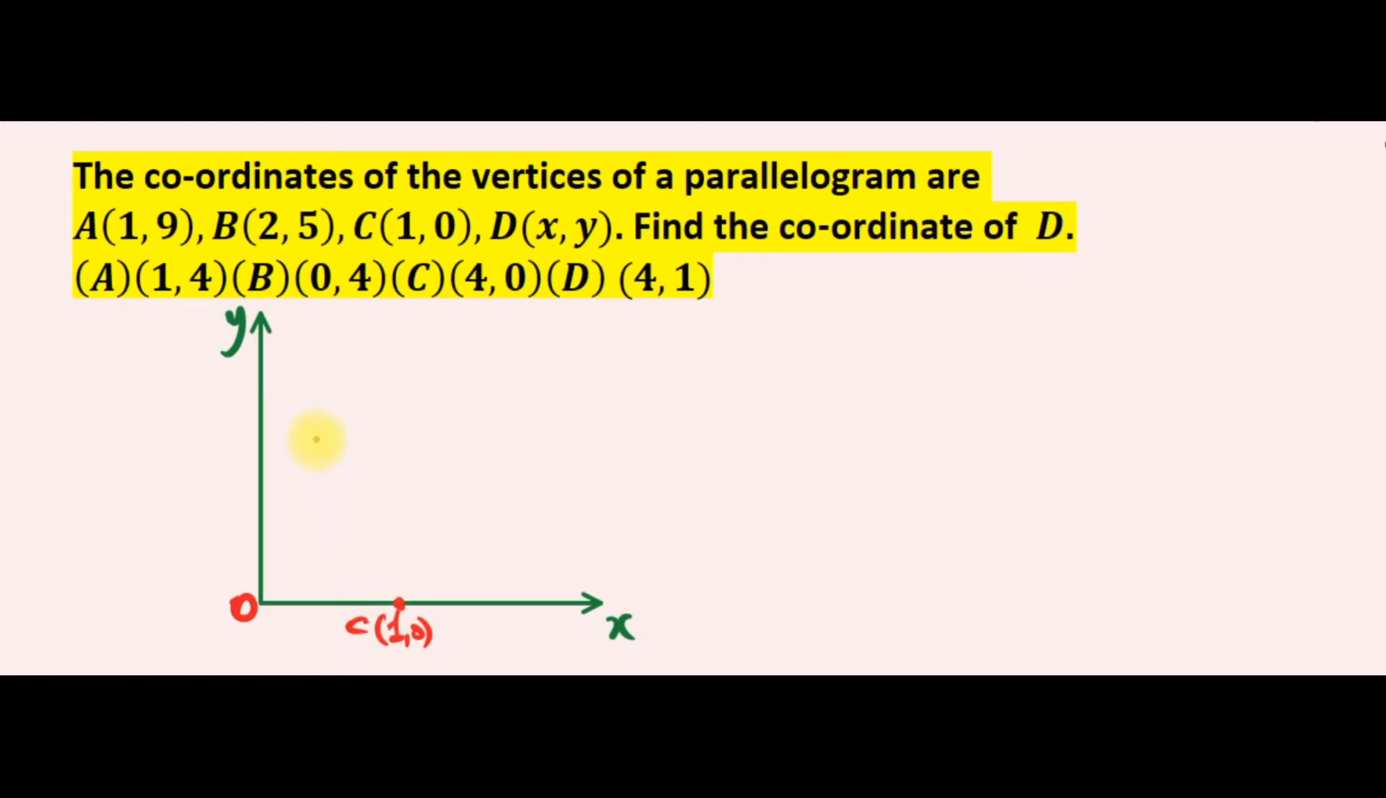The next one is (1, 9). So let's call it here, because this is the same (1, 9). So it should be A here. (1, 9). The other two: B is (2, 5). So something like this. 5 should be below 9. This is (2, 5), so we'll call it B.